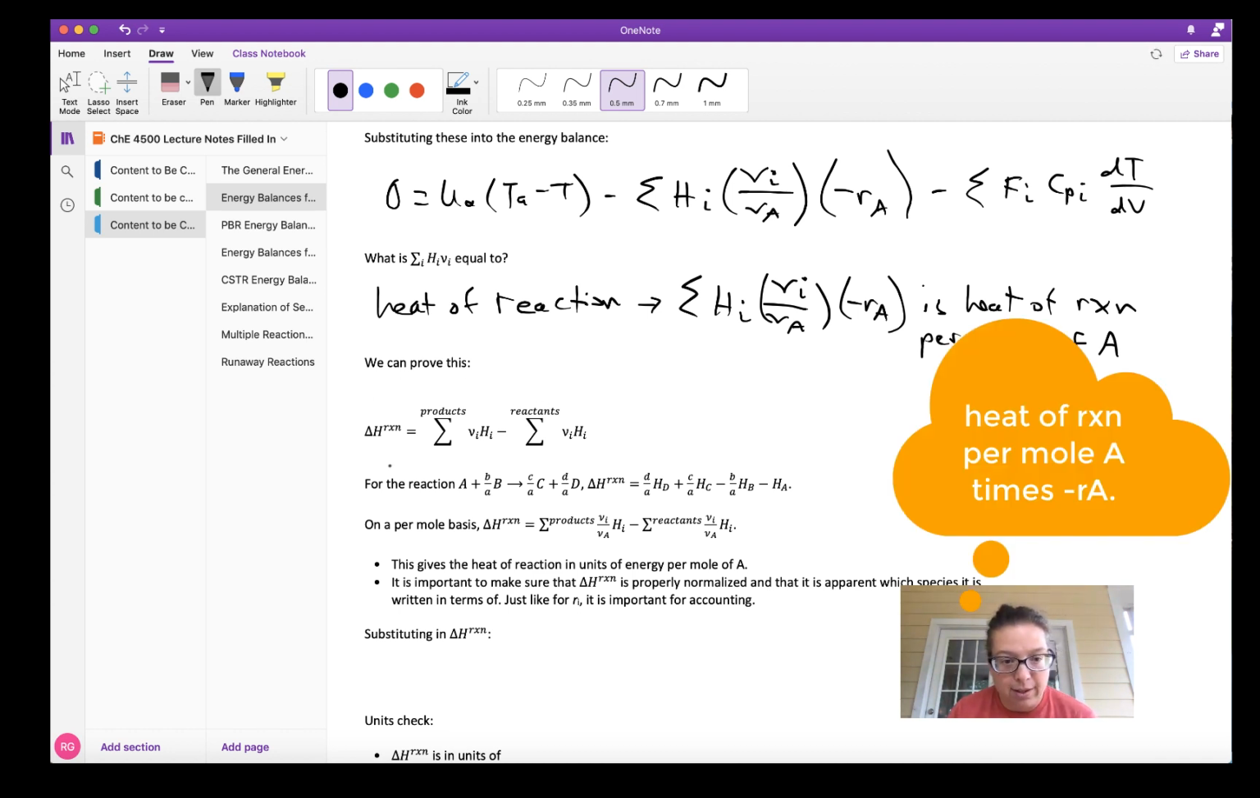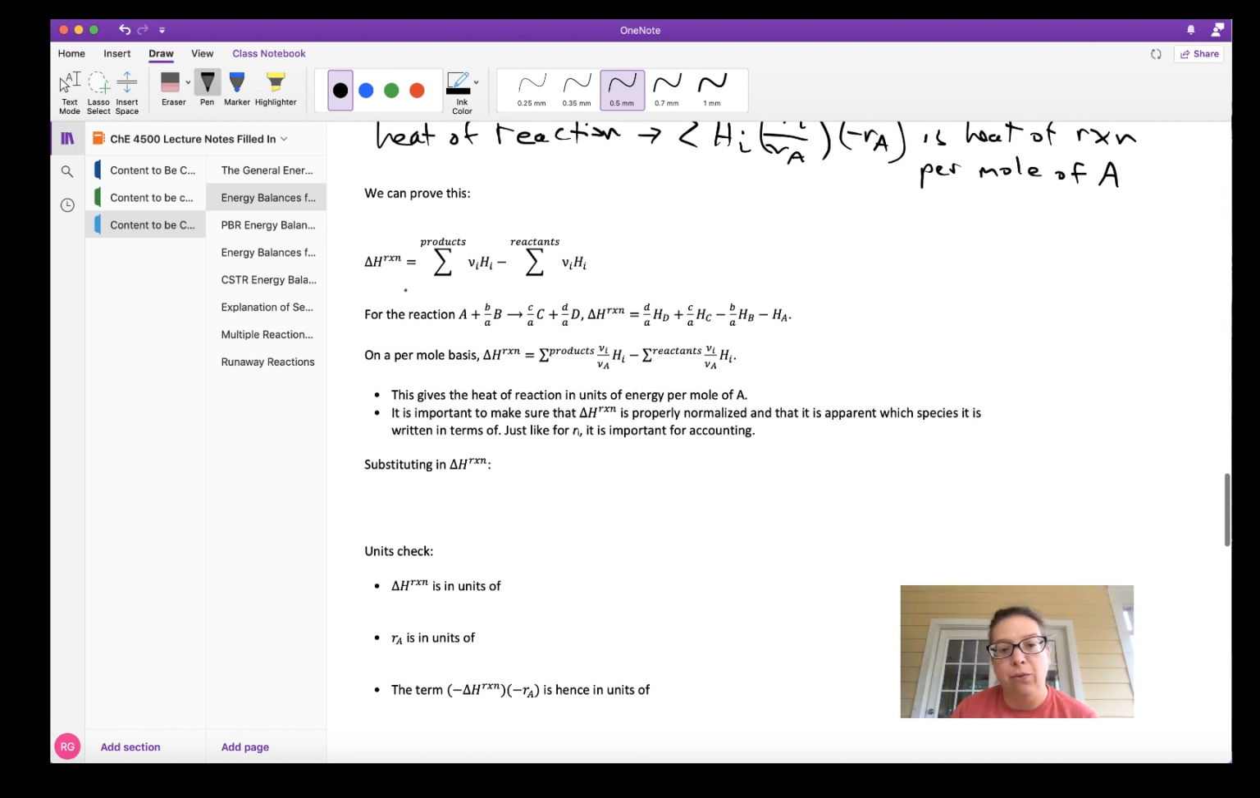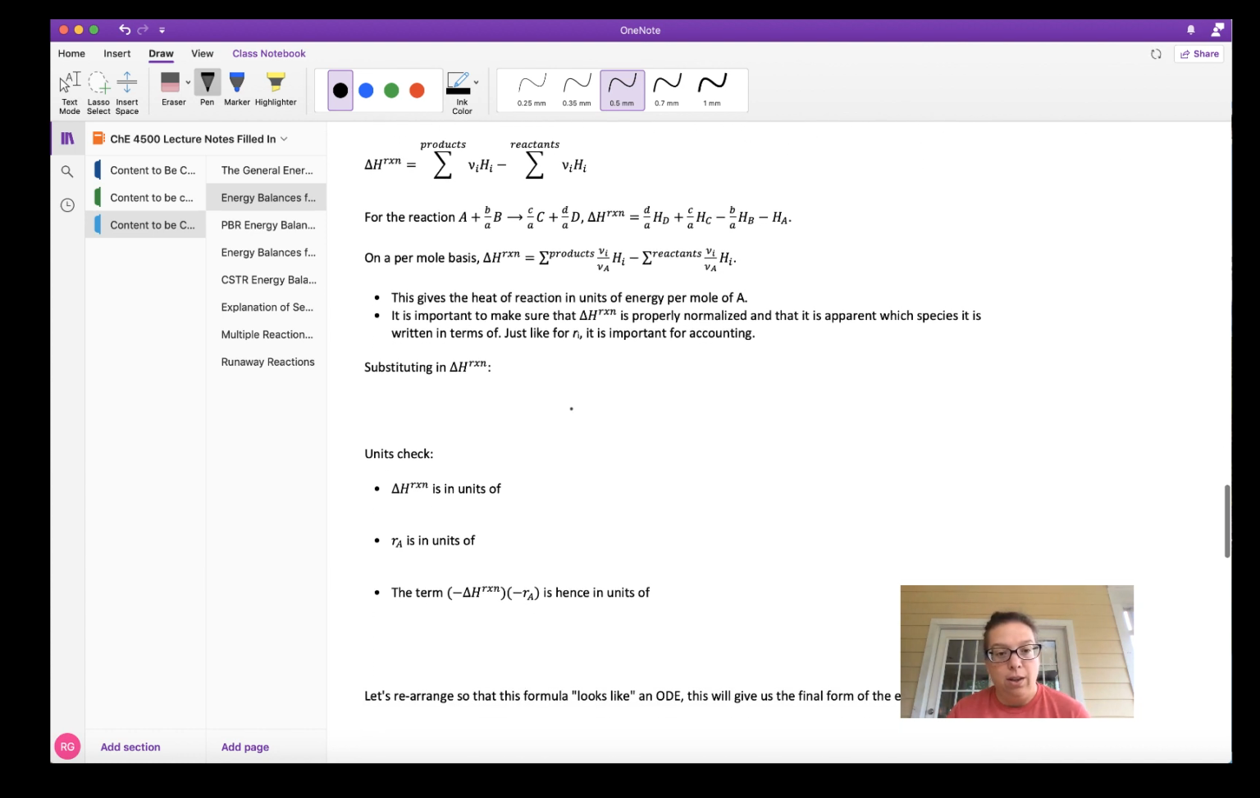So we can prove this. The formula for the heat of reaction is the heats of formation of the products times their stoichiometric coefficients minus the heats of formation of the reactants times their stoichiometric coefficients. For the reaction above, the heat of reaction would be calculated using this equation, which gives us the heat of reaction on a per mole of A basis. So the heat of reaction in this case would have units of energy per mole of A. This is important. It's important for accounting.